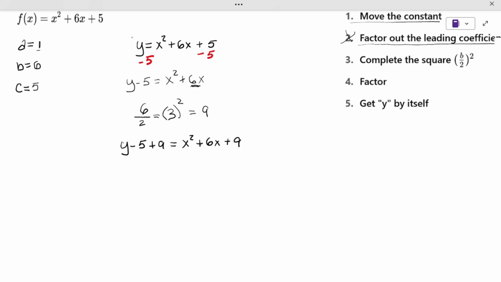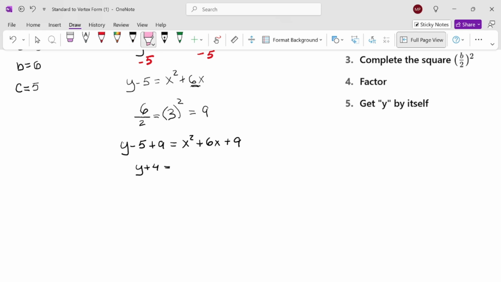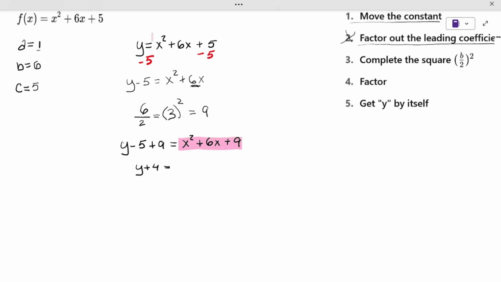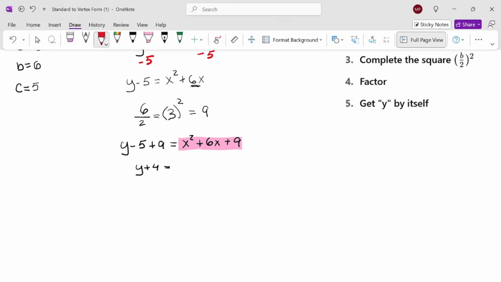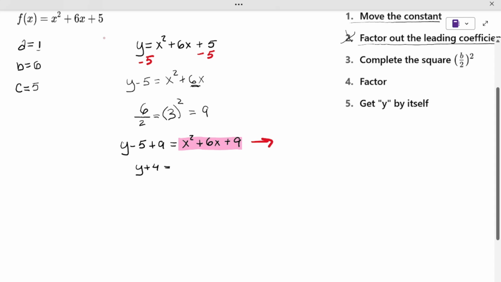And so from here we're going to simplify. Negative 5, or y minus 5 plus 9. Negative 5 plus 9 is 4. So y plus 4 equals x squared plus 6x plus 9. Now, if we really look at this, you might notice something here. This is, if my pen will work for me, this is a perfect, she's pretty thick, perfect square trinomial.